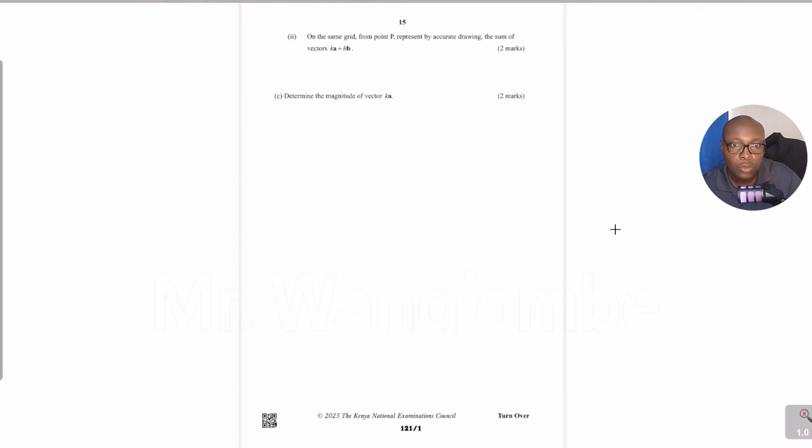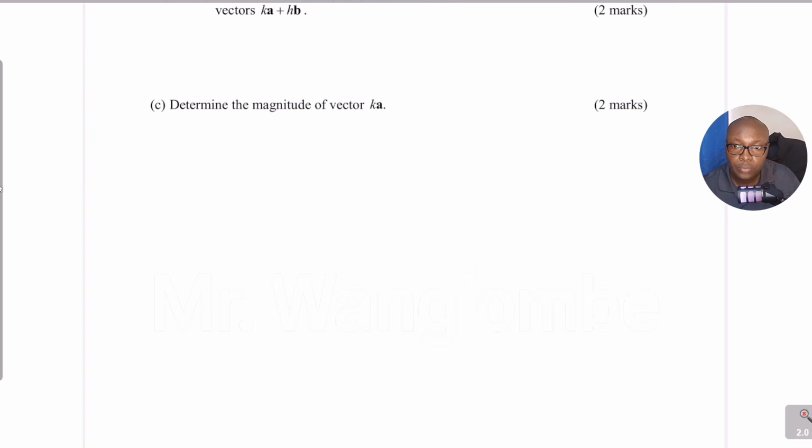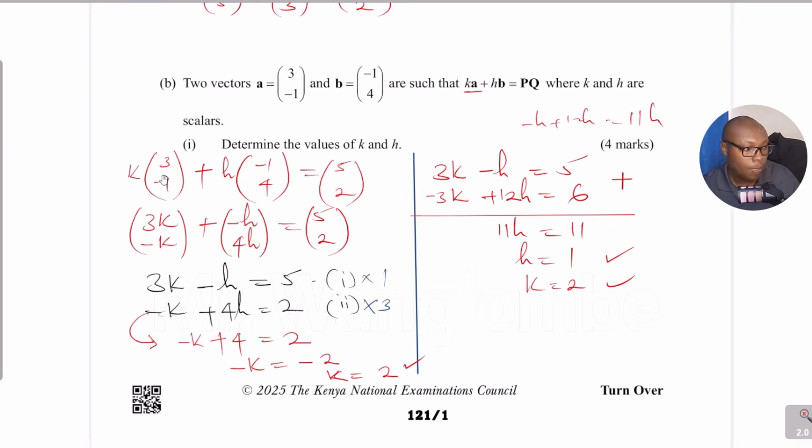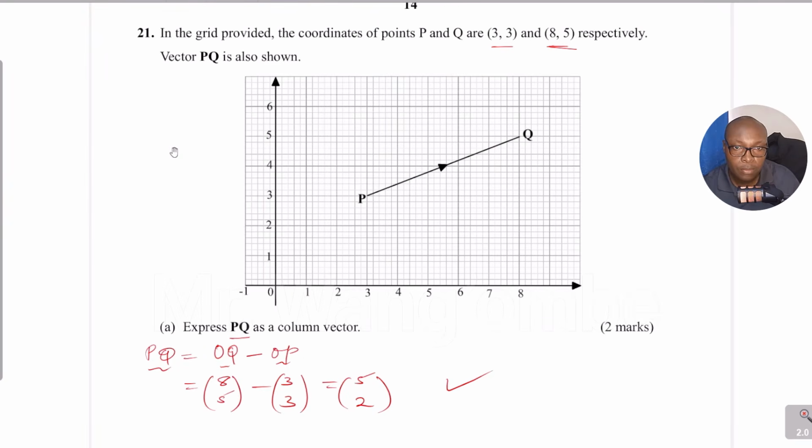We go to the next. The next question is here. On the grid, that is part 3, from point P, represent by accurate drawing the sum of vectors Ka plus HB. Represent by accurate drawing Ka plus HB. That is what you're supposed to represent.